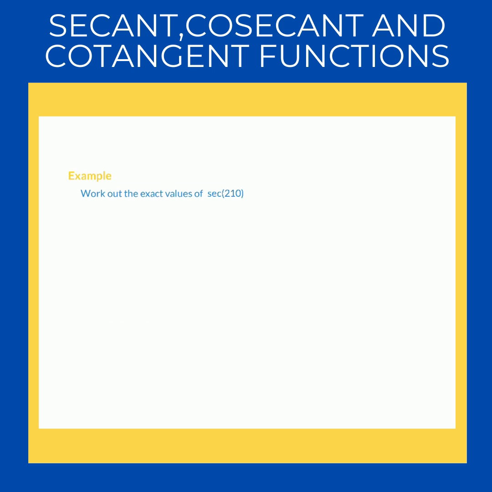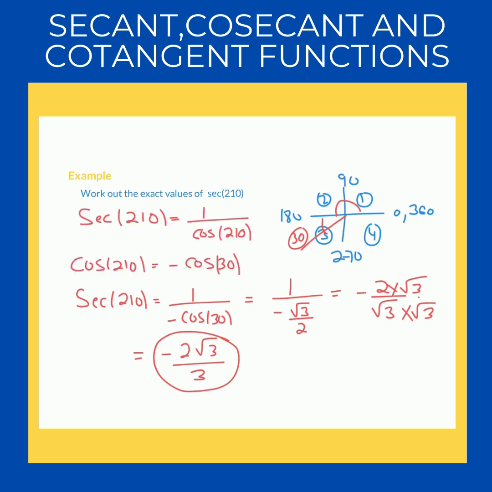In the second example, it says work out the exact value of secant 210 degrees. Now, we know that secant 210 degrees is equal to 1 over cosine 210.